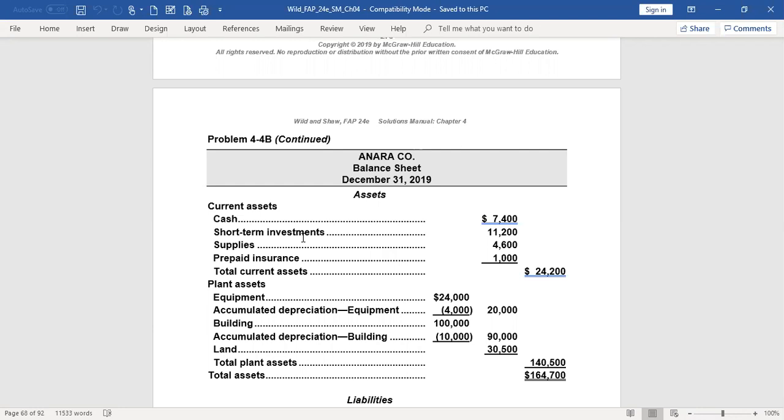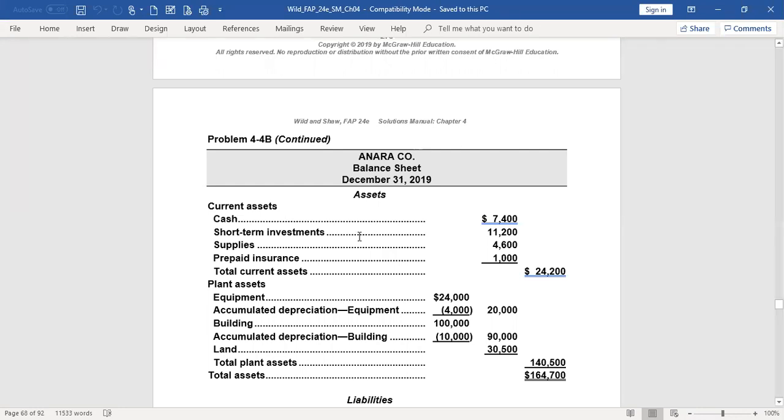So we add up the book value of the equipment, the buildings, and then the cost of the land. Our total plant assets are $140,500. Add the total current assets to the total plant assets. Total assets are $164,700.